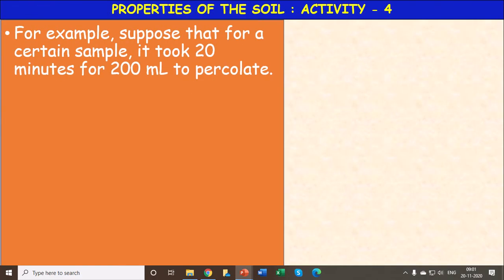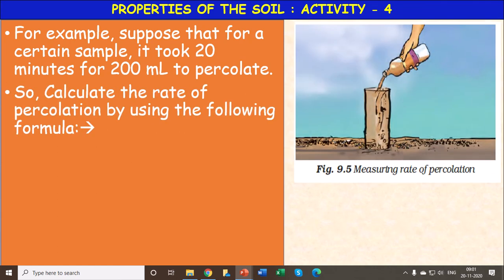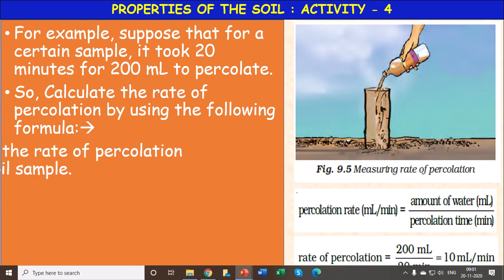For example, suppose that for a certain sample it took 20 minutes for 200 ml to percolate. Calculate the rate of percolation by using the formula: percolation rate equals amount of water divided by percolation time, in ml per minute. So 200 ml divided by 20 minutes is equal to 10 ml per minute.